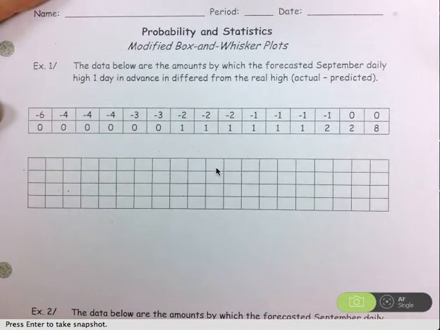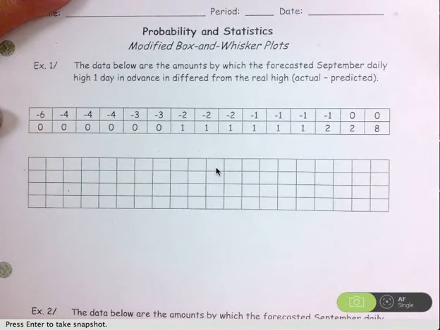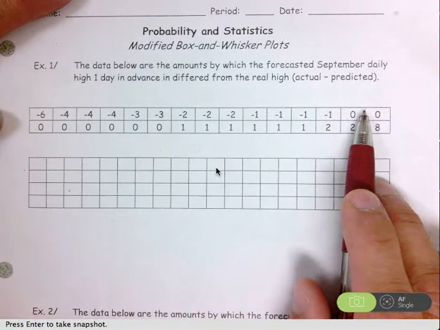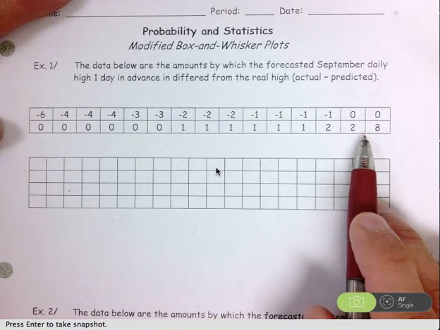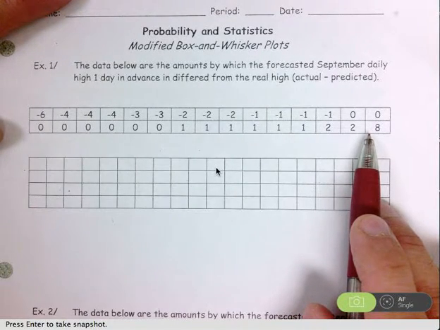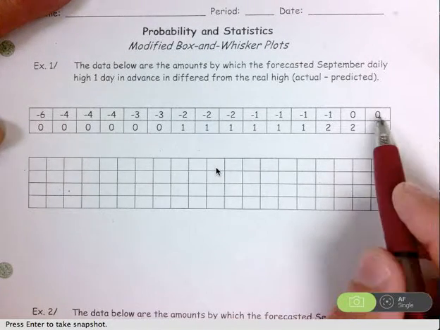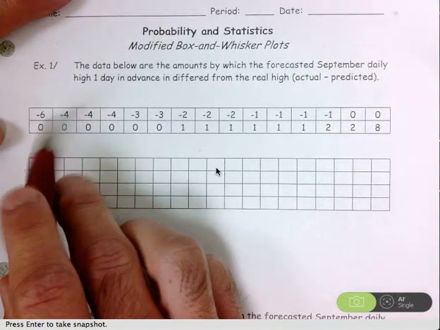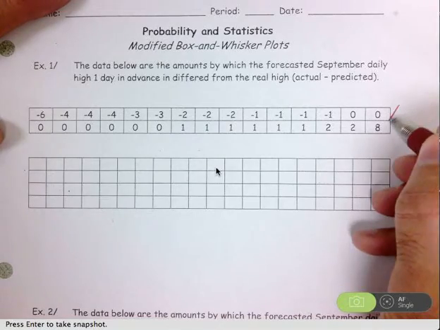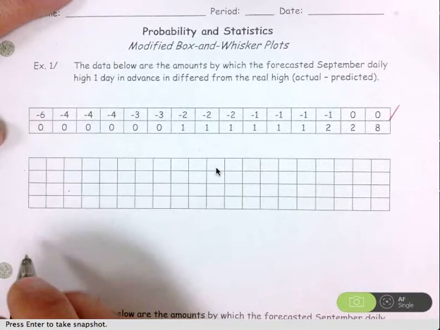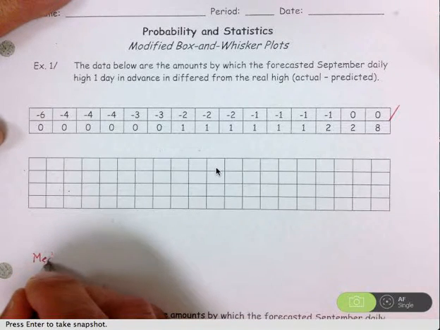So the first thing we need to calculate is the middle, or the median. There are 30 days in September, so there are 15 days in the top row and 15 days in the bottom row. They have been put in order from least to greatest. So there is no middle number in 30. The median has to be halfway between the 15th observation, which is 0, and the 16th observation, which is also 0. The average of 0 and 0 is just 0. So there is our median.